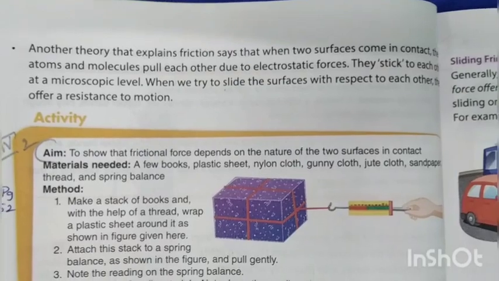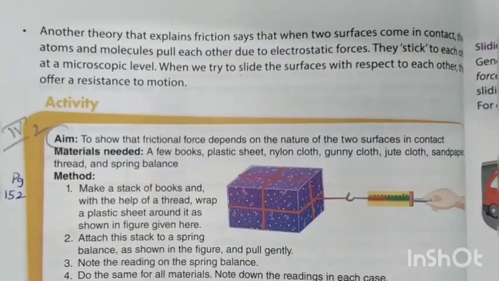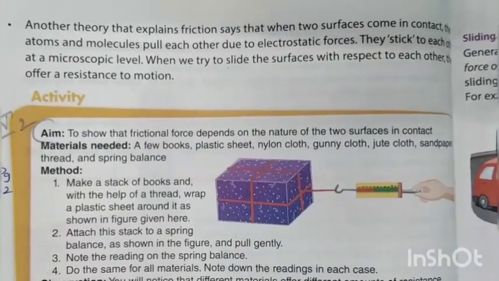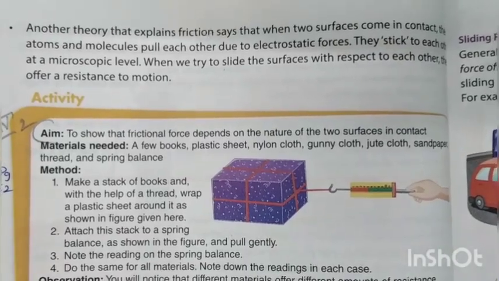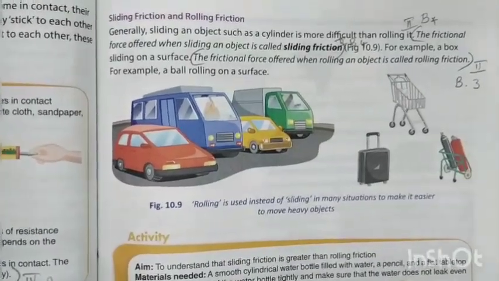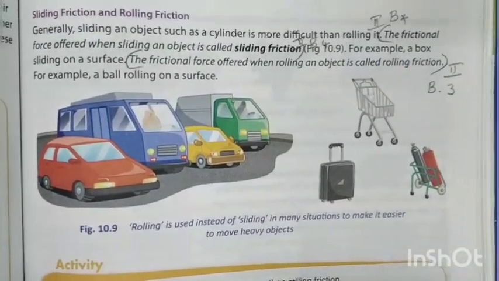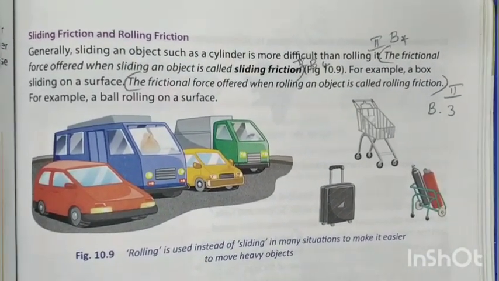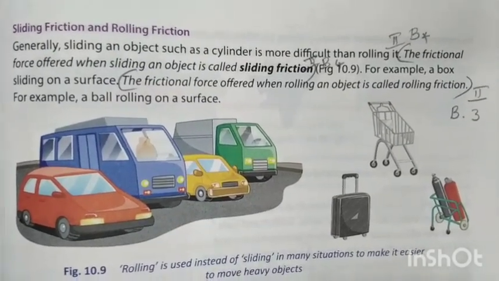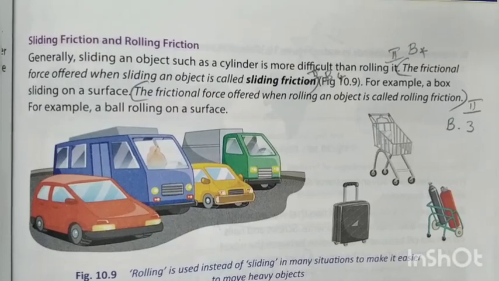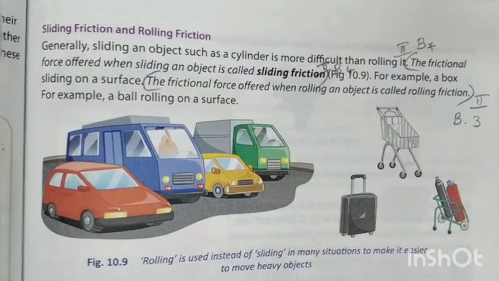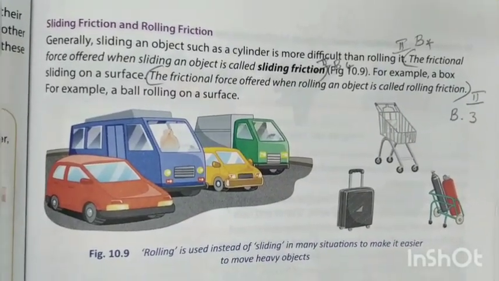Now, let us see two more frictions, that is sliding friction and rolling friction. What do you mean by sliding friction? The frictional force offered when an object is sliding is called sliding friction. For example, suppose you have a box and you make the box slide on a surface. That experiences sliding friction.